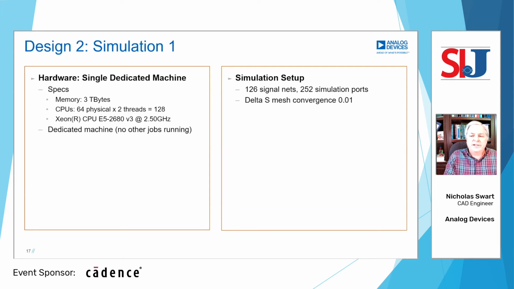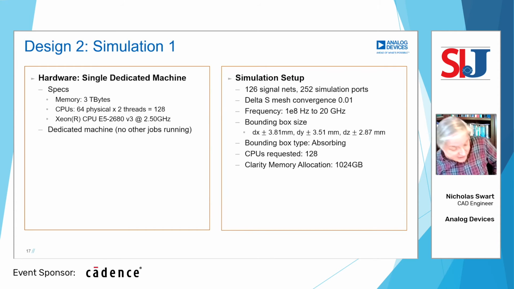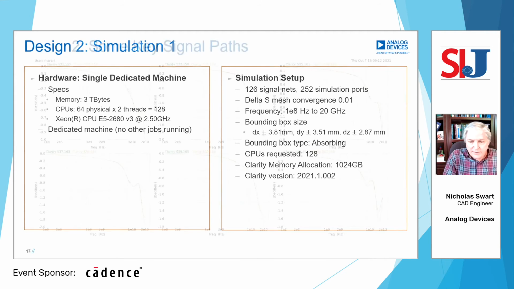We set a target convergence of 0.01, and we simulated from effectively DC. You can go to DC in Clarity, and from everything we've seen, it works very well at DC, but we did 1e8 here to 20 gigahertz. So much higher frequency than what we saw before. There's the bounding box size, and we used an absorbing boundary condition. And we said to Clarity, you can use the full 128 CPUs on this box, okay? And we allocated a terabyte of memory. Turns out that was more than sufficient for what Clarity needed. But that was the memory allocation, and that's the version of Clarity.